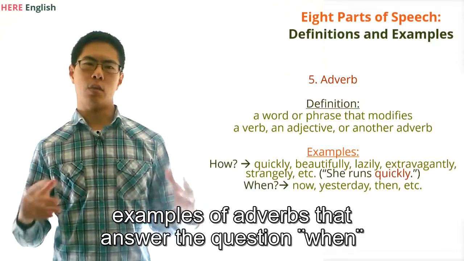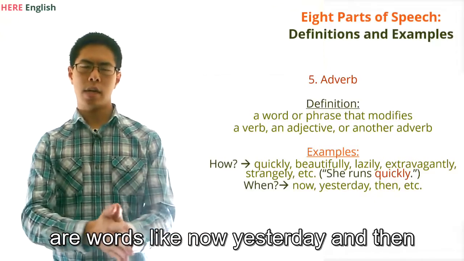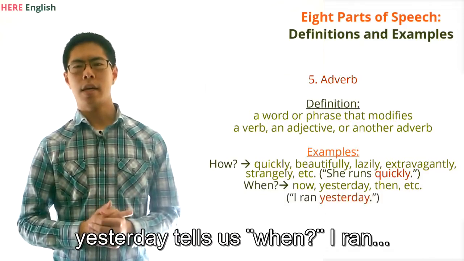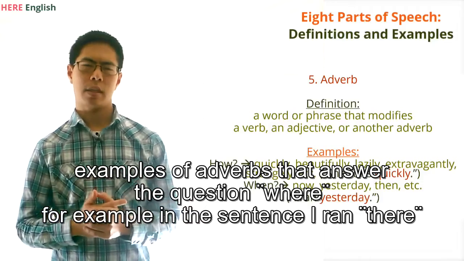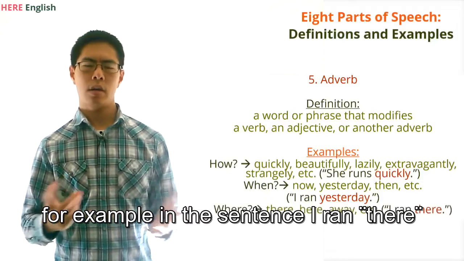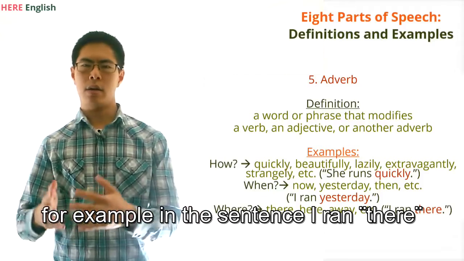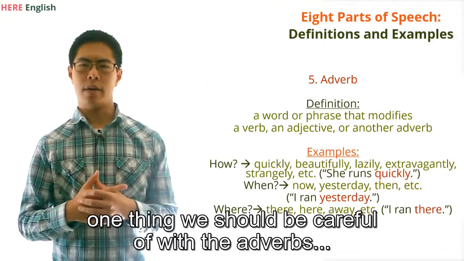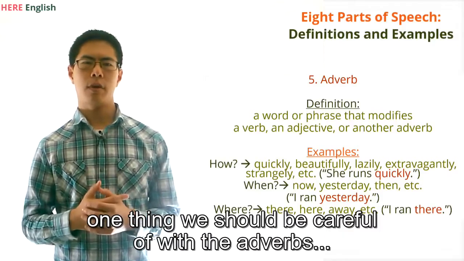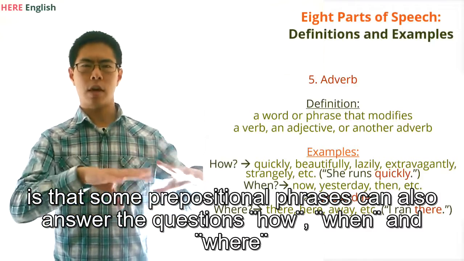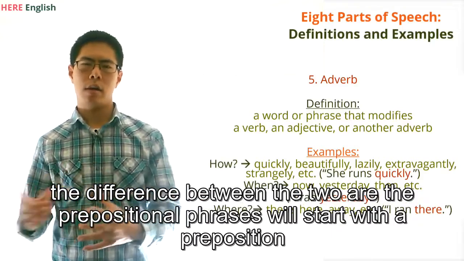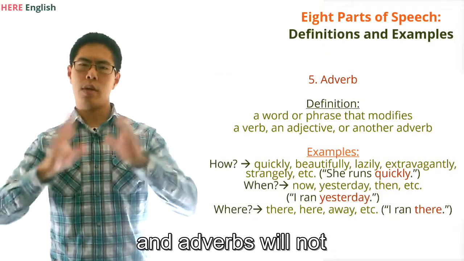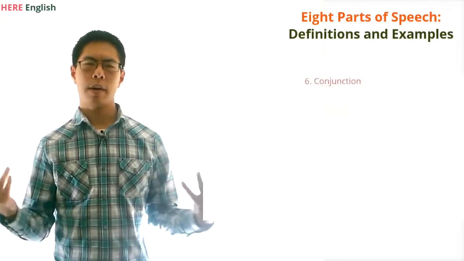Examples of adverbs that answer the question when are words like now, yesterday, and then. For example, in the sentence, I ran yesterday, yesterday tells us when I ran. Examples of adverbs that answer the question where are words like there, here, and away. For example, in the sentence, I ran there, there tells us where I ran. One thing we should be careful of with adverbs is that some prepositional phrases can also answer the questions how, when, and where. The difference between the two are that prepositional phrases will start with a preposition and adverbs will not.